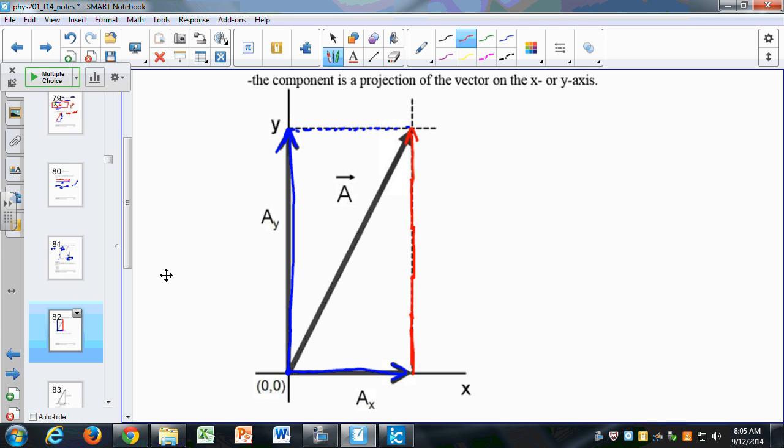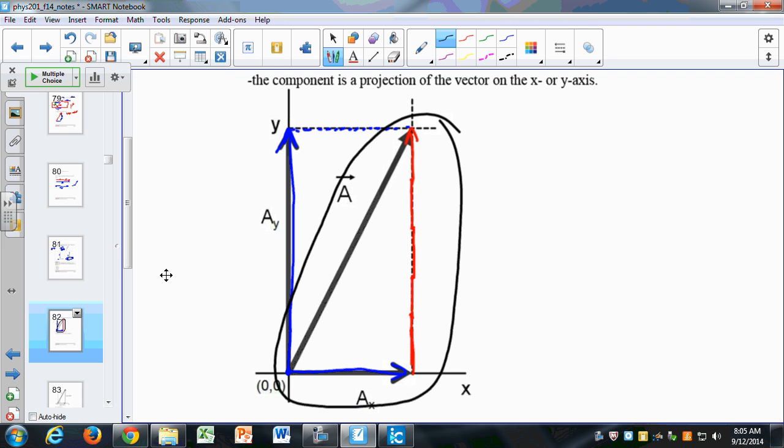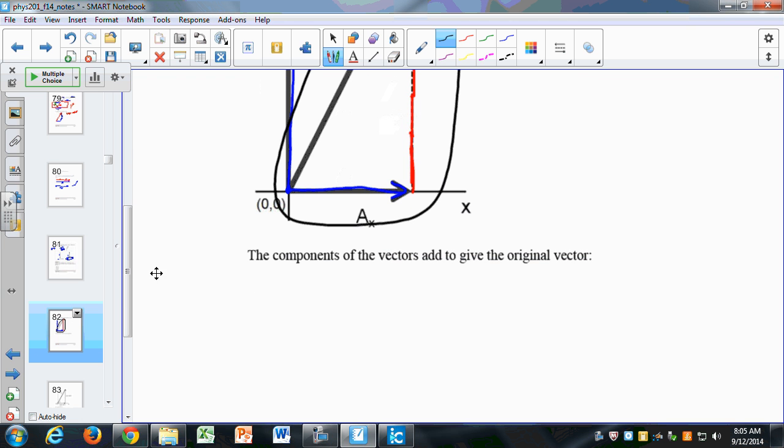Alright, and if you see this, it should stand out to you. Right here I have this triangle, and if I have AX and AY situated in this way, AX like this and AY like this, if I add those two vectors up, AX and AY, what vector will they give me? They'll give me A, right? So that's our triangular method. So the sum of our components adds up to give the original vector. So AX plus AY will equal A. The vector sum of AX and AY will equal A.